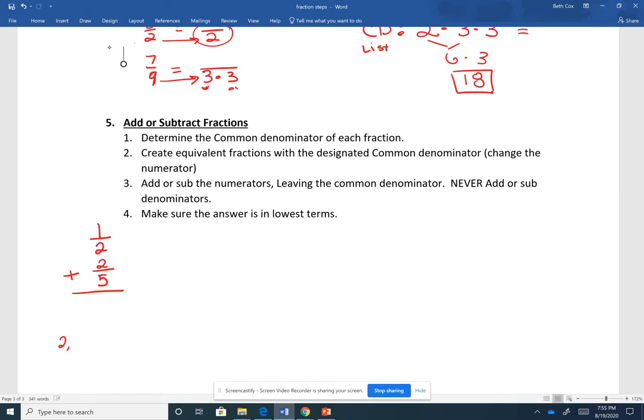You look at your two multiplication charts: 2, 4, 6, 8, 10, and then you look at your 5 multiplications: 5, 10, 15, 20.